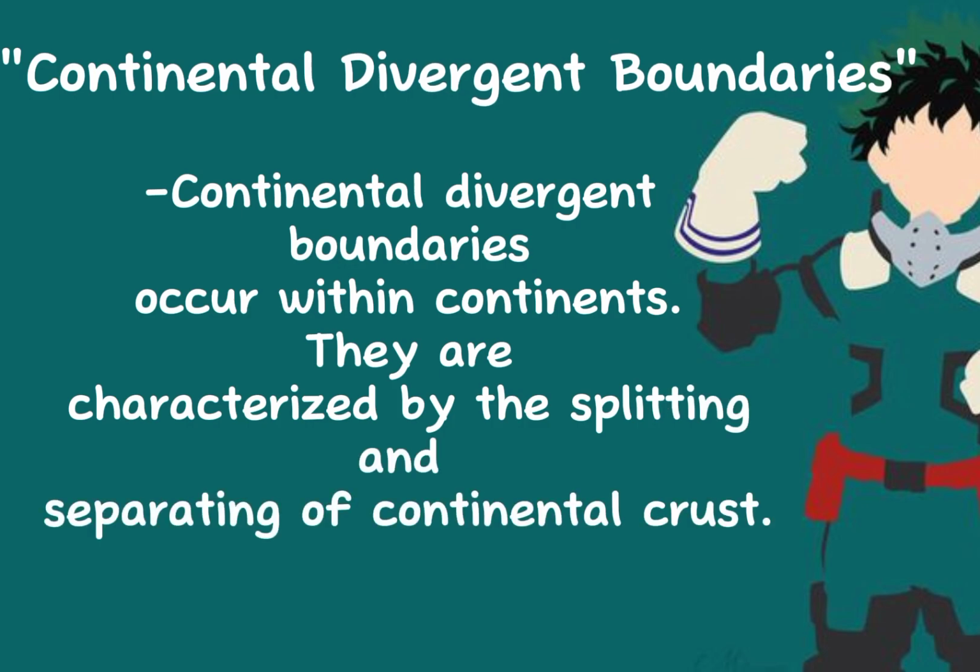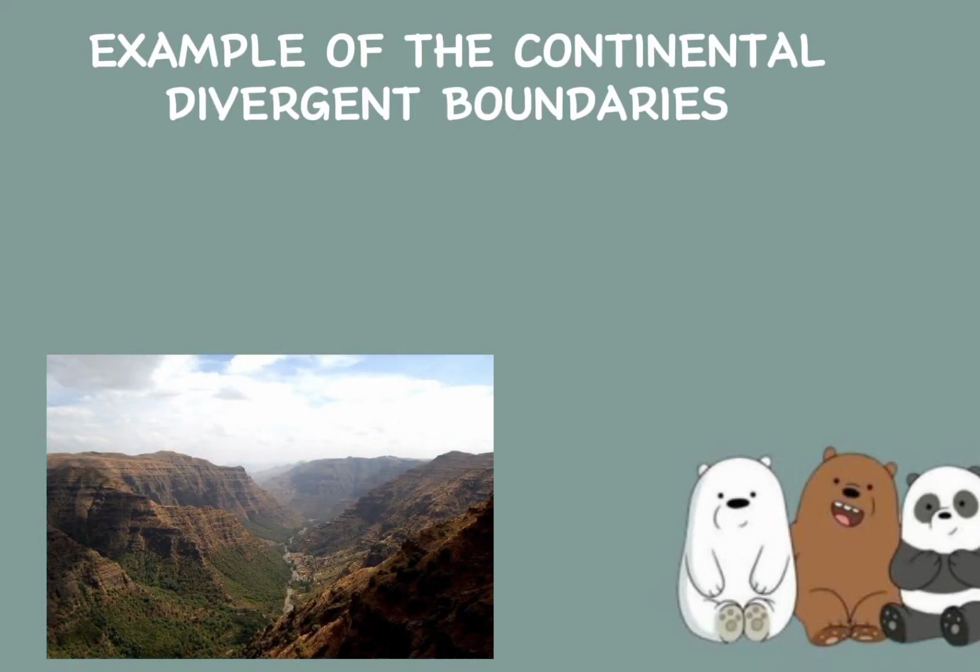Continental divergent boundaries. Continental divergent boundaries occur within continents. They are characterized by the splitting and separating of continental crust. So here is an example of a continental divergent boundary. As you can see, there is a big gap between the two mountains. The middle of that is called a rift valley.